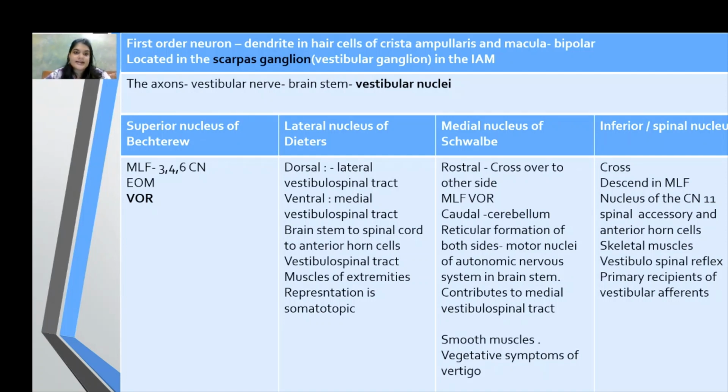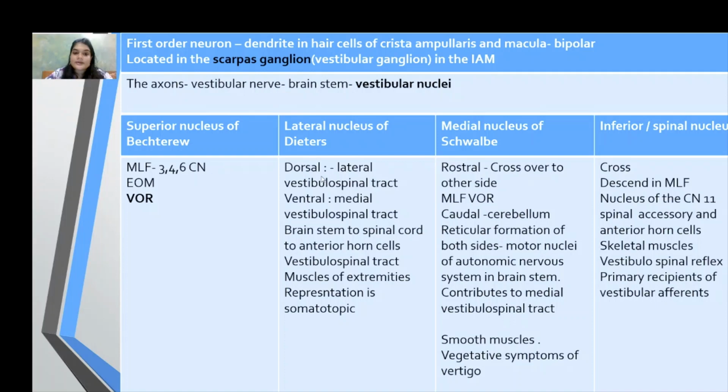Coming to the further central involvement, central processing. First order neuron: we have studied all these, the dendritic cells, crista ampullaris, macula, located in the Scarpa's ganglion, and it goes to the vestibular nerve, brainstem, vestibular nuclei. There are four vestibular nuclei: superior, lateral, medial, and inferior. The superior nucleus is connected with the medial longitudinal fasciculus and the nuclei of the 3rd, 4th, and 6th cranial nerves and extraocular muscles, and mediates the vestibulo-ocular reflex. I will be taking a separate video for the vestibulo-ocular reflex.